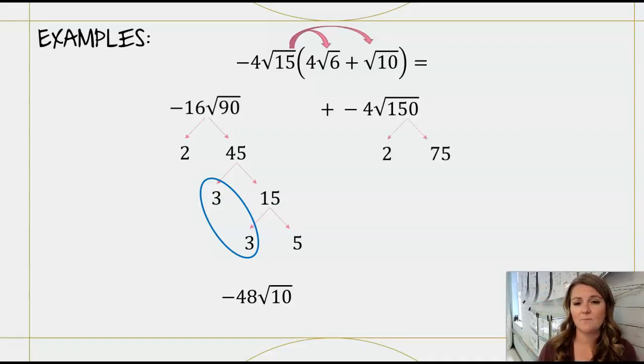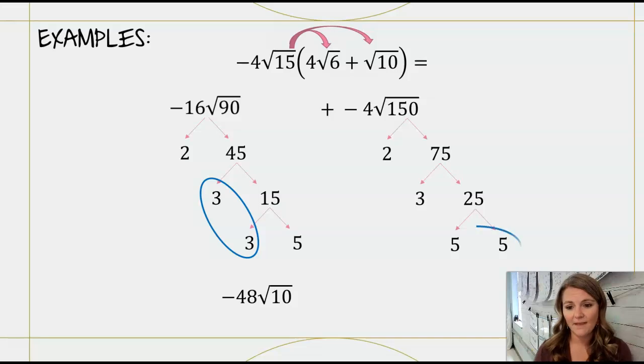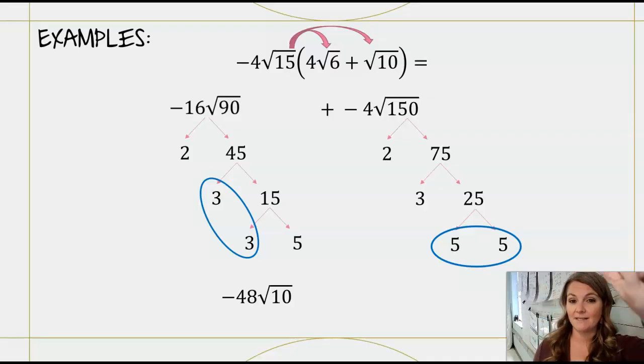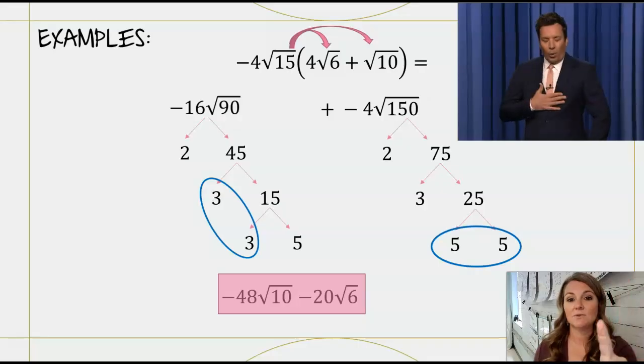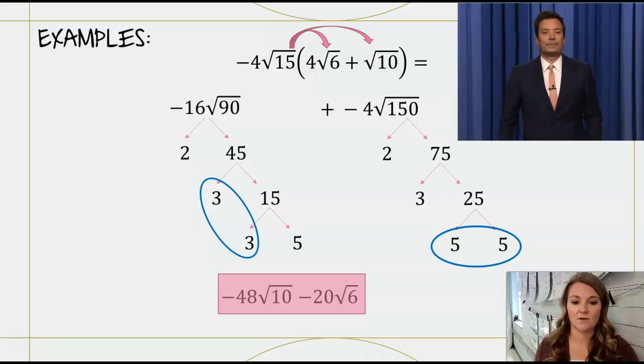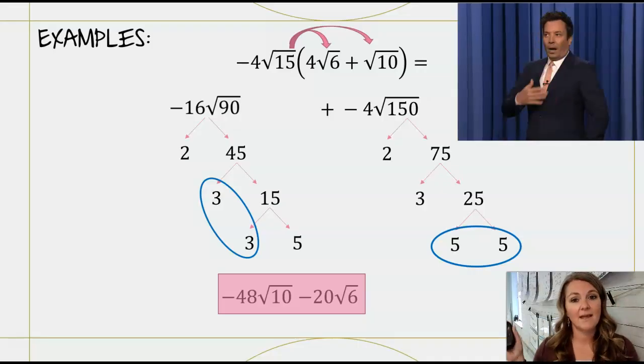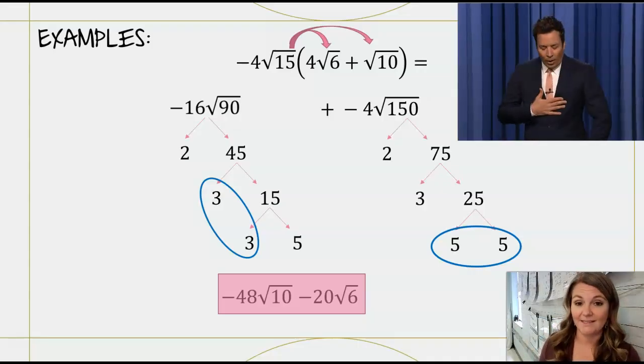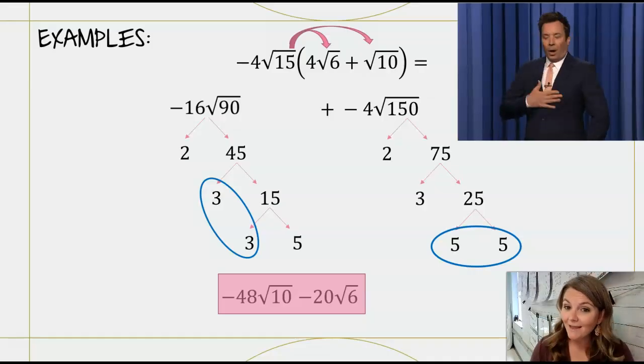Simplifying my second term, 150 is 2 and 75. 75 is 3 and 25, and 25 is 5 and 5. Again, my index is 2, so I'm circling my doubles. That 5 times the negative 4 that was already there is going to give me negative 20, and then 2 times 3 is going to give me 6. Plussing a negative is going to make it just be a negative or a minus, and so it's going to go away. Those can't go together because I have a radicand of 10 and a radicand of 6, and so that is it. It looks really ugly, but it's not that bad.